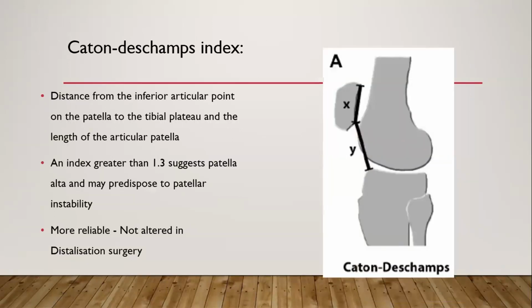Coming to Caton-Deschamps index, it is the distance from the inferior articular point of the patella to the tibial plateau, and the length of the articular patella. So the ratio between the 2, if it is greater than 1.3, suggests patella alta, thereby increasing the risk factor for patellar instability. It is the most reliable one because it is not altered in distalization of the tibial tubercle surgery.